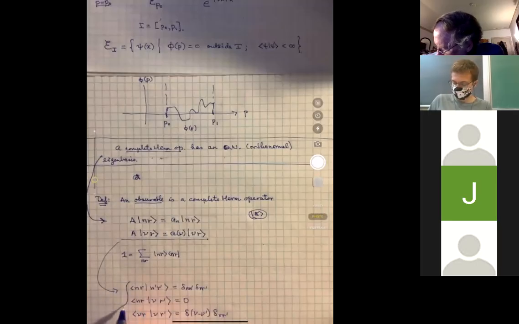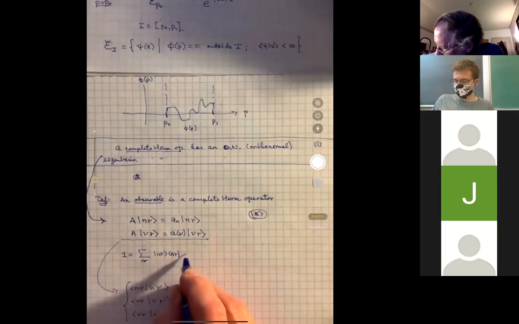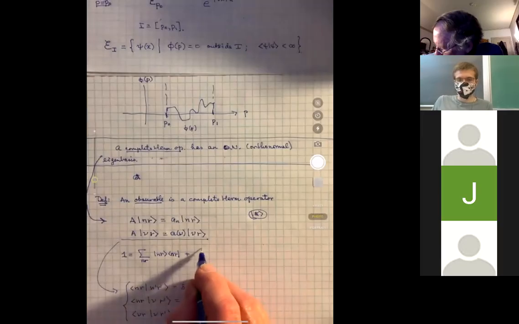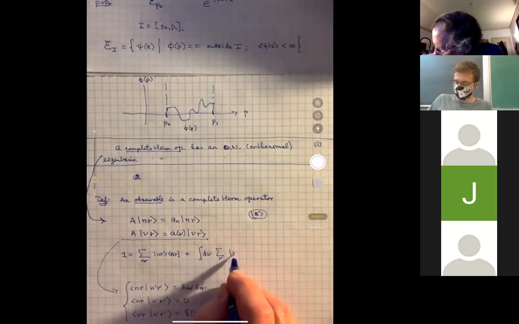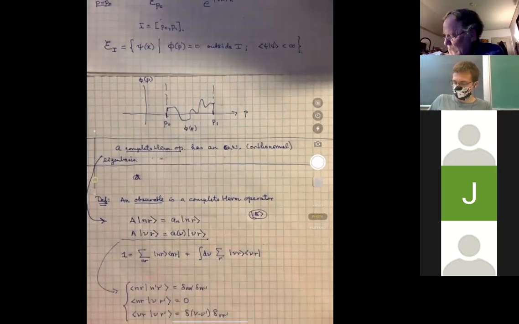And if we have these orthonormality relations, then the resolution of the identity is the first discrete term that I've given here, plus an integral over dν, and then the sum over index r, and then |ν r⟩ outer product ⟨ν r|. Okay, like that.